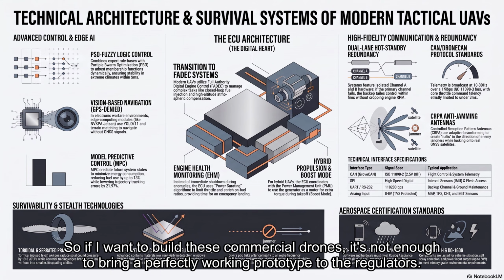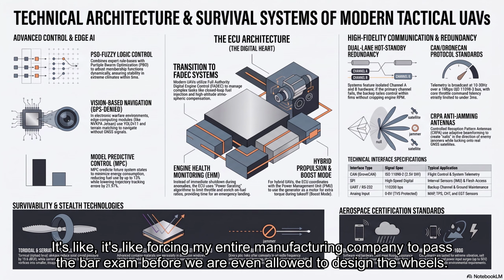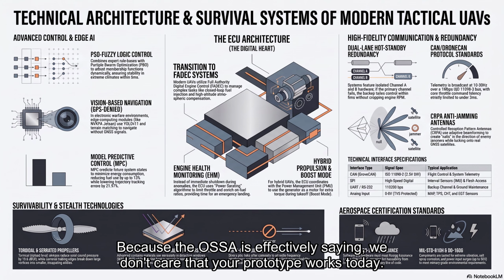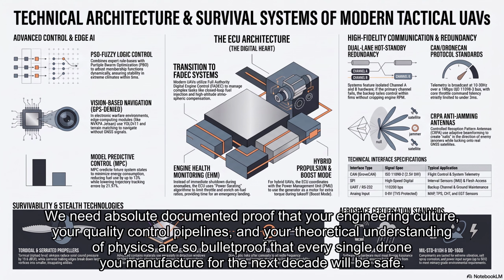So if I want to build these commercial drones, it's not enough to bring a perfectly working prototype to the regulators. It's like forcing my entire manufacturing company to pass the bar exam before we are even allowed to design the wheels. That is a phenomenal way to look at it, actually. Because EASA is effectively saying, we don't care that your prototype works today. We need absolute, documented proof that your engineering culture, your quality control pipelines, and your theoretical understanding of physics are so bulletproof that every single drone you manufacture for the next decade will be safe.